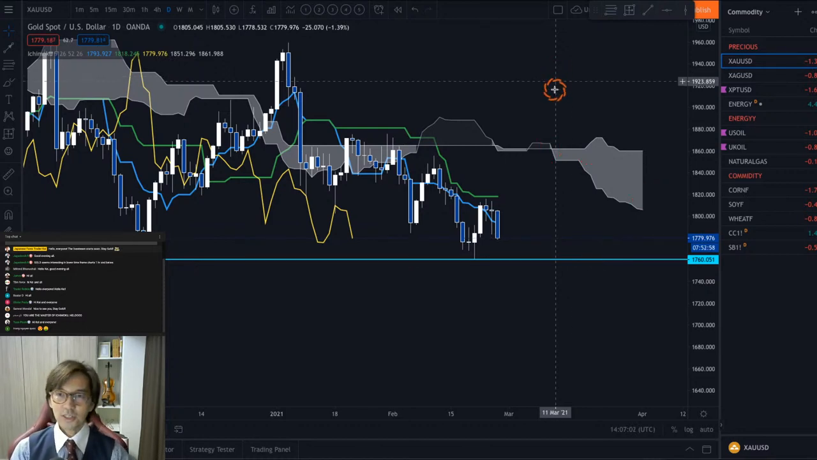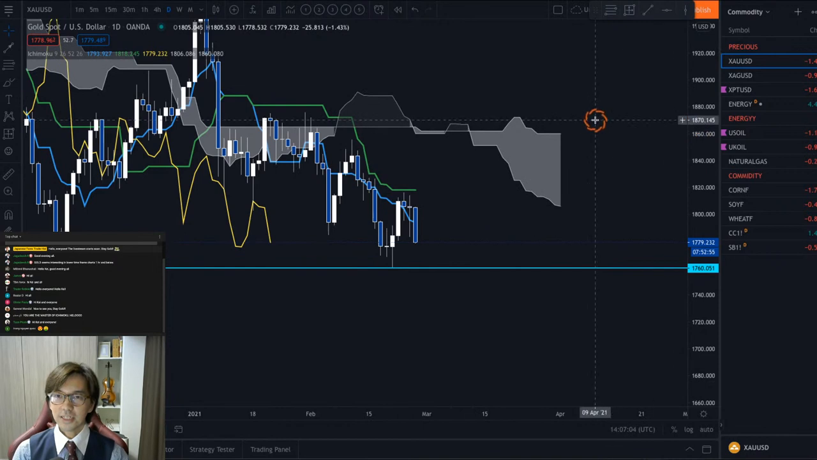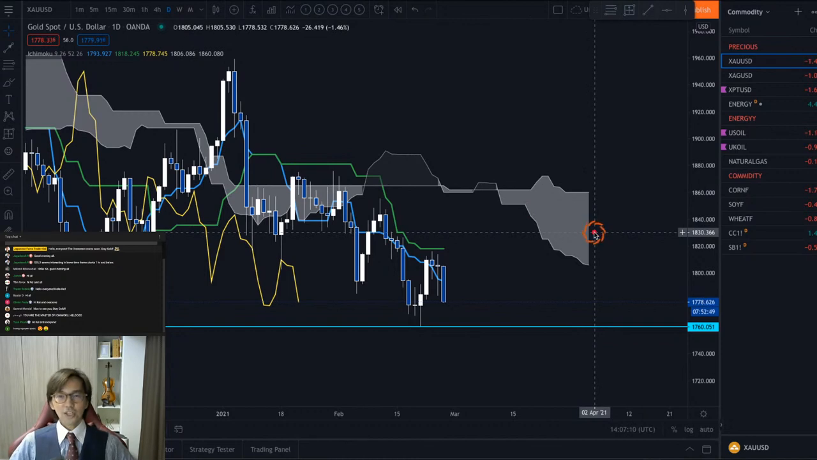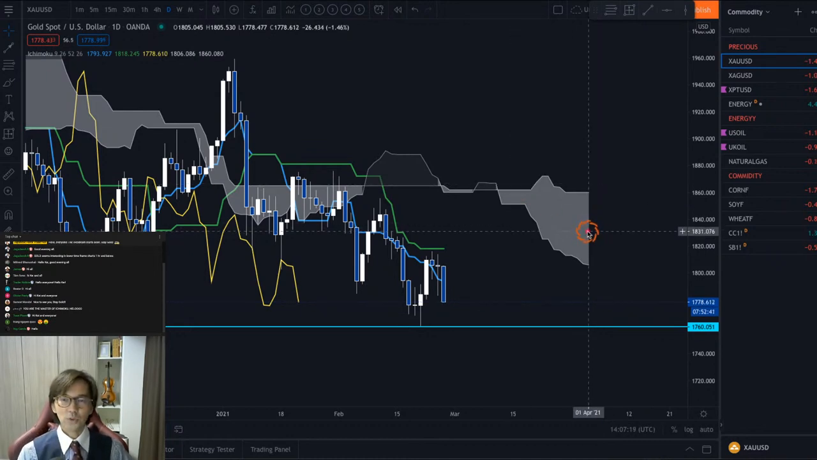So yeah, the Kumo is trending down. And now this is bearish in the long term. So Kumo shows the long term market momentum. When you see Kumo up, that's the uptrend in the long term. And when you see Kumo down, it's downtrending in the long term. So that's what's happening on this gold on the daily chart.